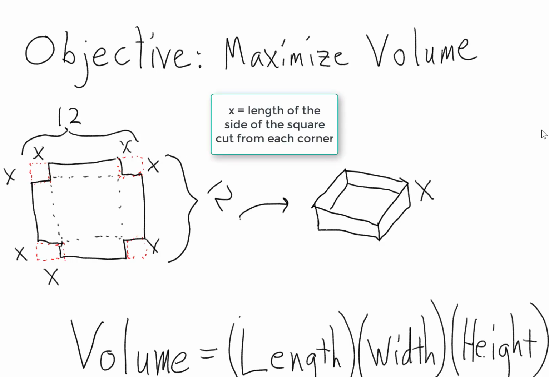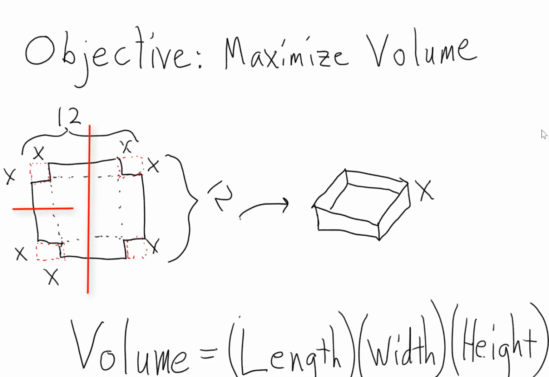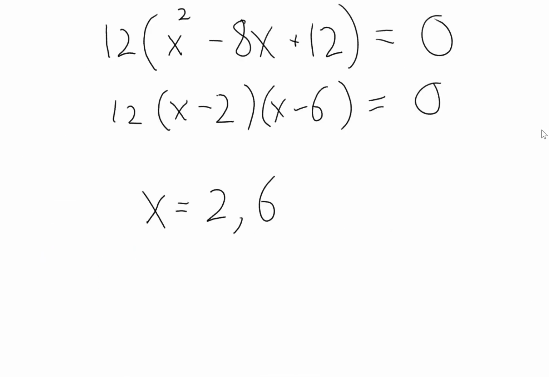x is the length of the side of the square cut from each corner. One of our solutions was 6. Imagine what happens if we cut 6 inches from each side, we essentially will destroy our piece of metal. We'll cut it straight in half. Or mathematically speaking, 6 is outside the domain of the function, so we cannot use 6. Therefore 2 is the critical value that we'll move forward with.